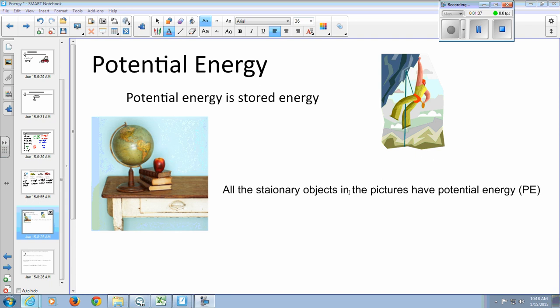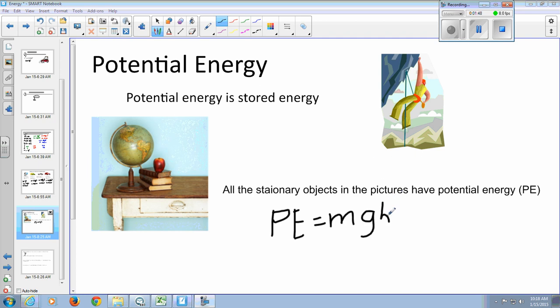And potential energy for stationary objects that are above some reference point, the formula for that is potential energy equals mass times gravity, acceleration due to gravity, times the height above whatever reference level we're talking about. Some people might call it the zero potential energy line.